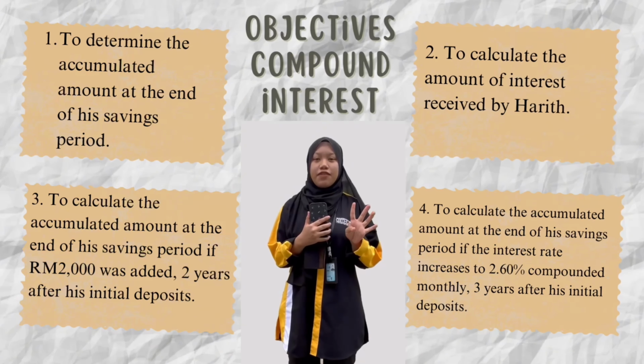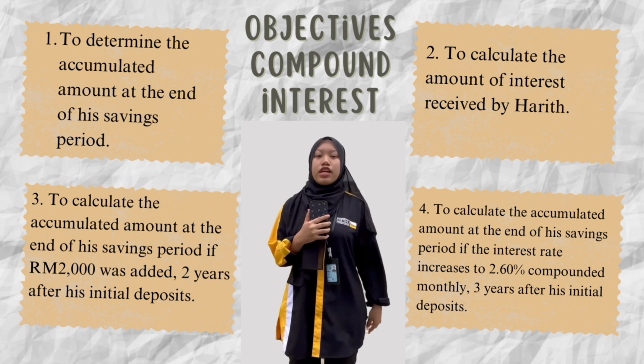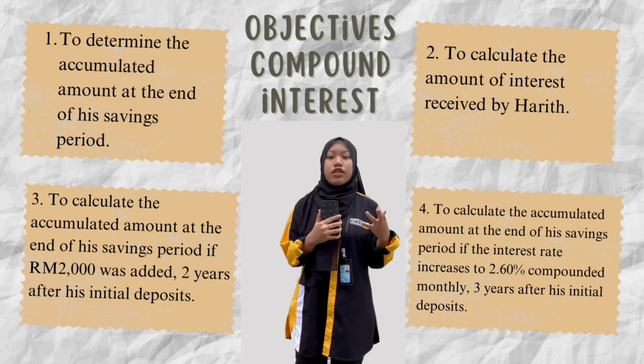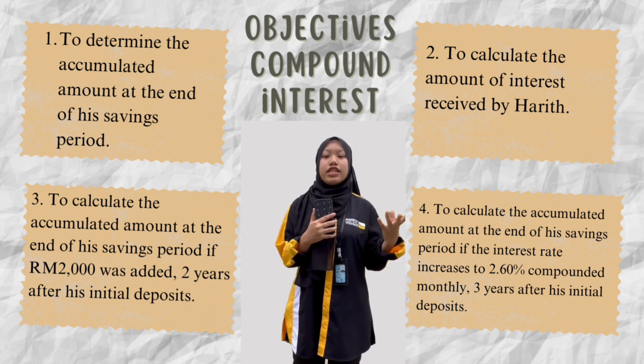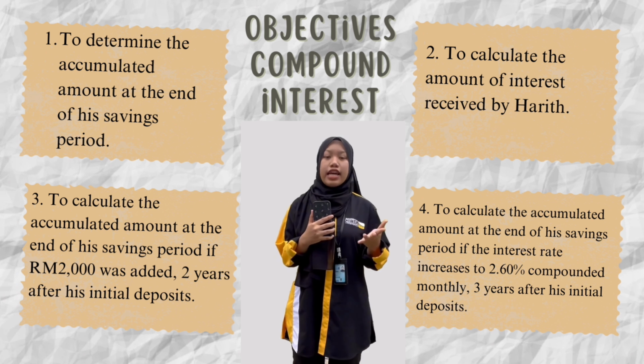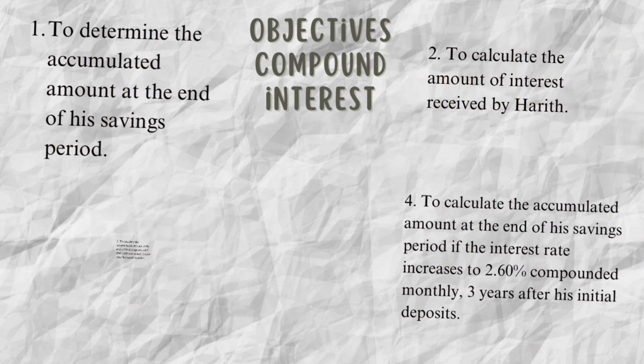There are 4 objectives for compound interest. Number 1 is to determine the accumulated amount at the end of his saving period. Number 2, to calculate the amount of interest received by Harith. Number 3, to calculate the accumulated amount at the end of his saving period if 2,000 ringgit was added 2 years after his initial deposit. Number 4, to calculate the accumulated amount at the end of his saving period if the interest rate increased to 2.6% compounded monthly 3 years after his initial deposit.